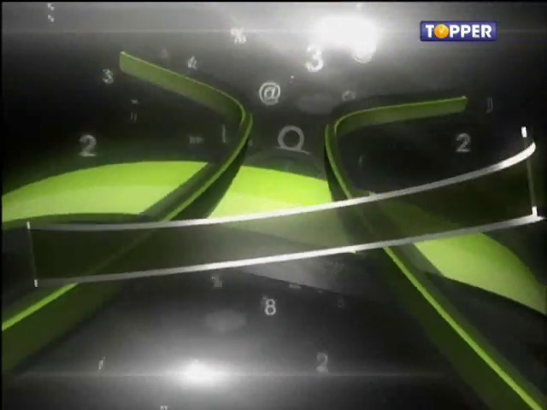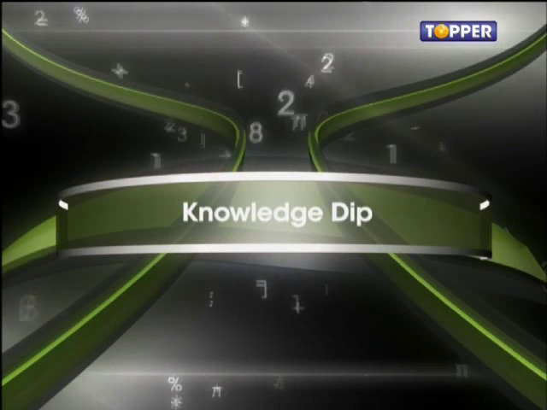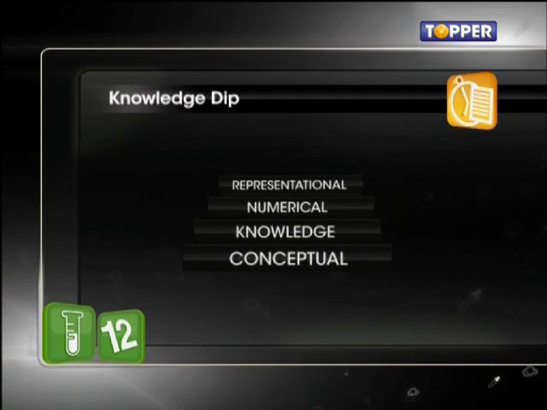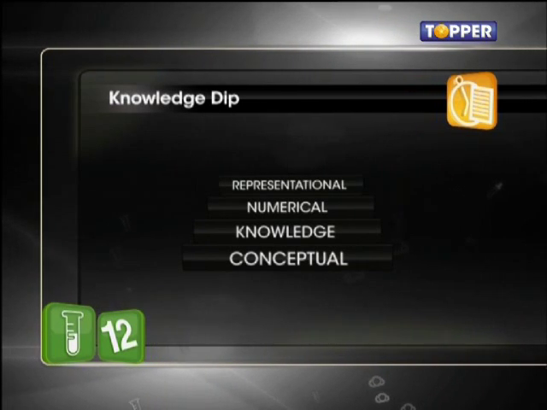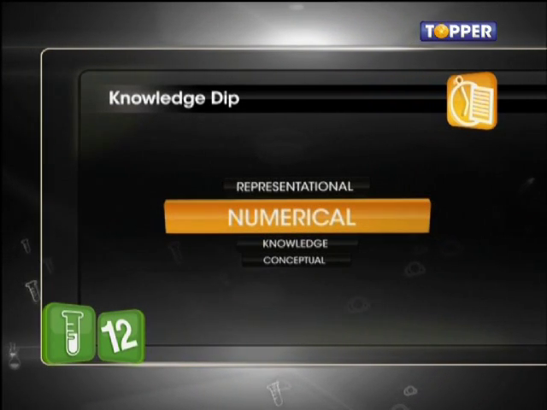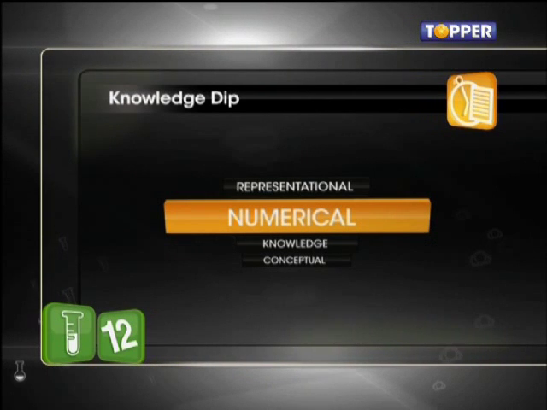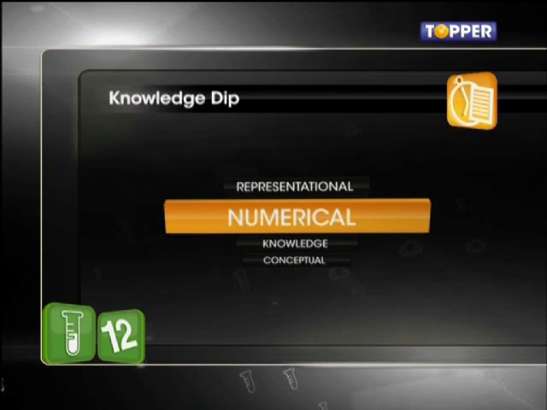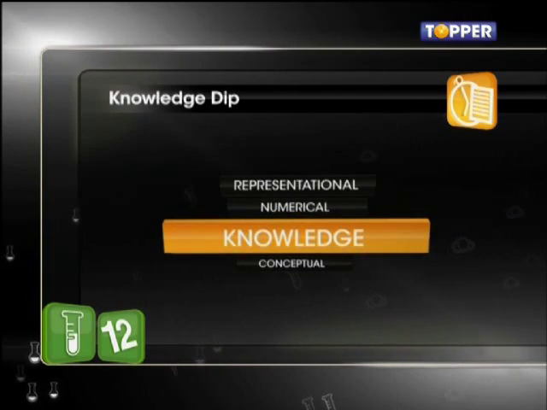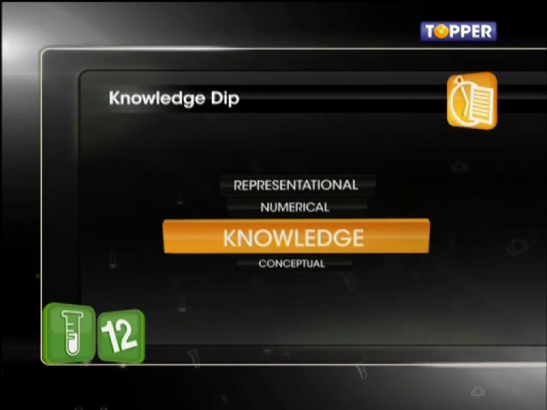Let us have a look at the knowledge dip, where we tell you what the examiner is testing you on. A close analysis of the previous year's question papers would reveal that mostly numerical ability questions are asked from the chapter Chemical Kinetics. Occasionally, questions testing knowledge ability are also asked.